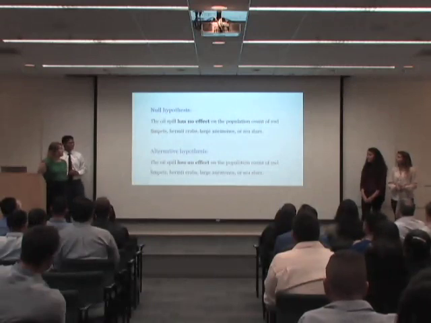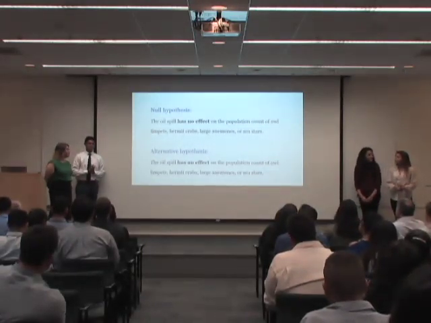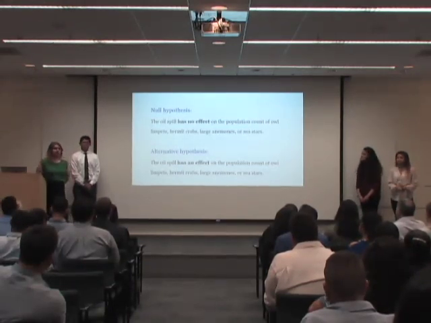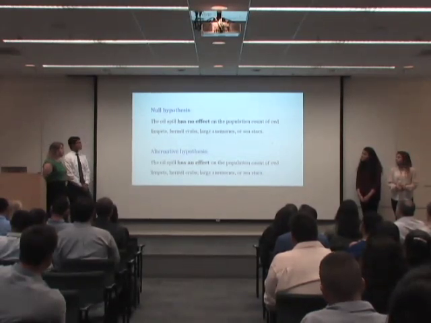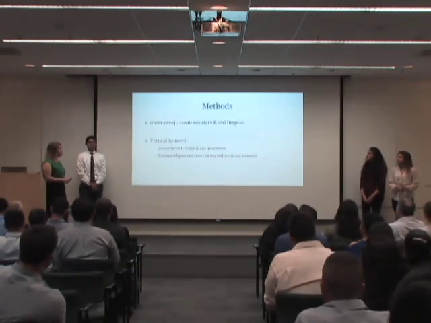So our null hypothesis is that the oil spill has no effect on the population count of owl limpets, hermit crabs, large anemones, or sea stars. And if we find this to not be true, we'll be forced to reject the null hypothesis and accept the alternative, which says that it does have an effect. To test this, we have two methods.